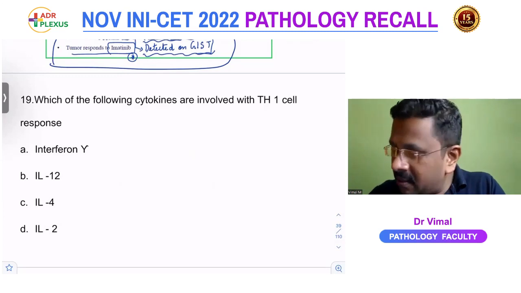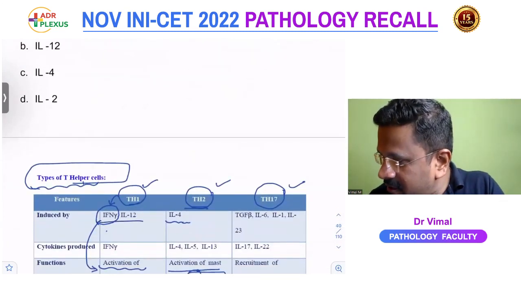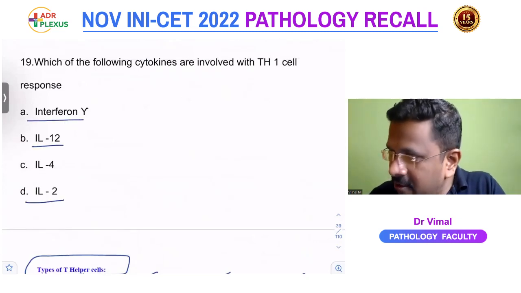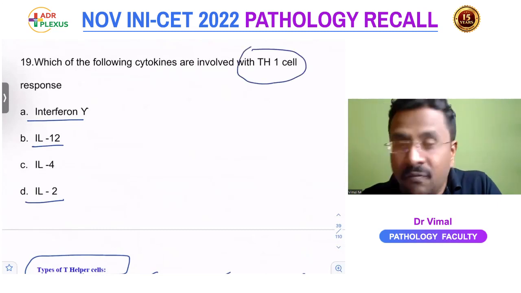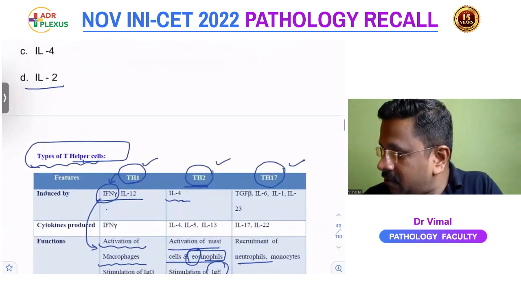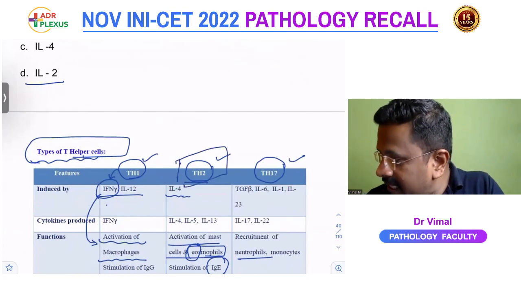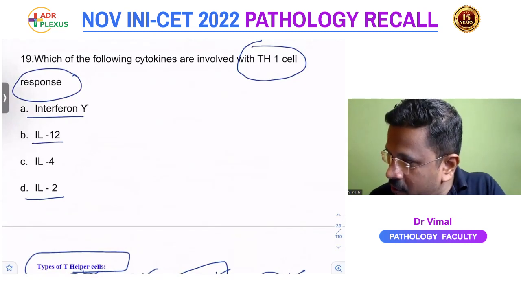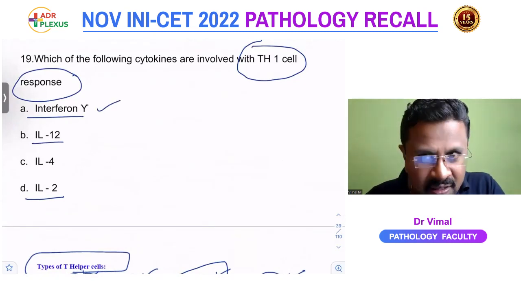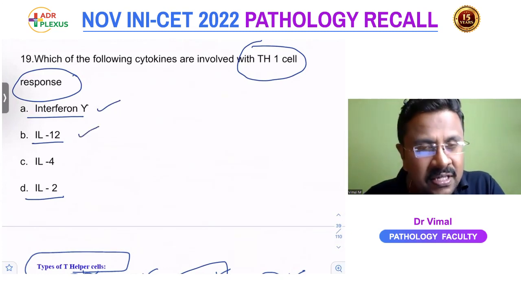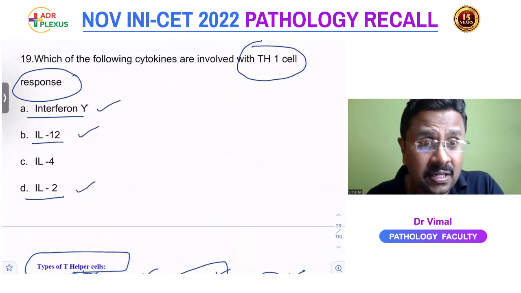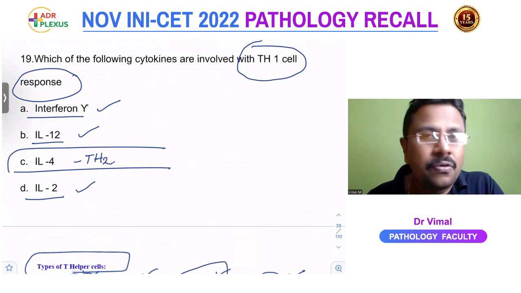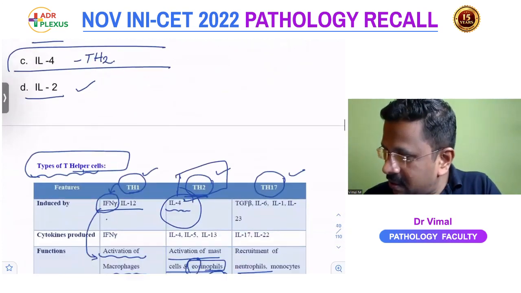You can see from our notes that it is mainly interferon gamma and interleukin 12. Yes, interferon gamma, interleukin 12, and even interleukin 2 is also involved with the T helper 1 cell response. And T helper 2, it is mainly interleukin 4. So interferon gamma, interleukin 12, and interleukin 2 are involved with the T helper 1, and interleukin 4 is involved in the T helper 2 response.